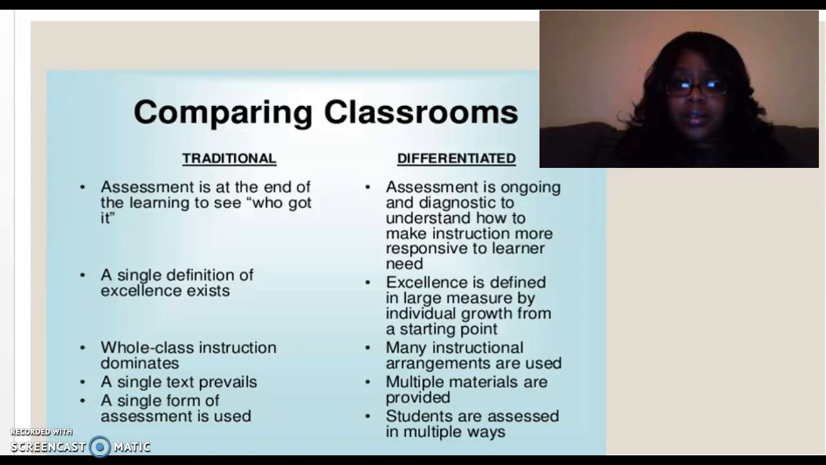The differentiated classroom looks like this: assessment is ongoing and diagnostic, to understand how to make instruction more responsive to learners' needs. Excellence is defined in large measure by individual growth from a starting point. Many instructional arrangements are used. Multiple materials are provided and students are assessed in multiple ways. So it's a lot of formative assessment going on, because you're constantly assessing to see where your students are and learning how to adjust to their different needs.